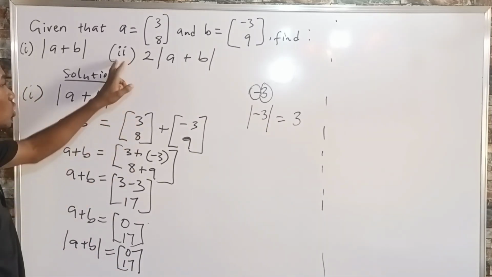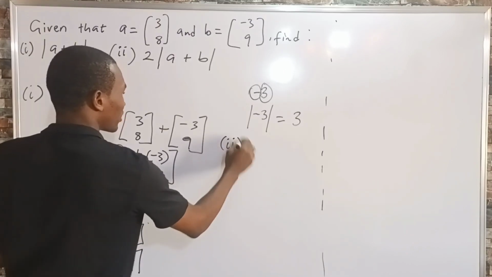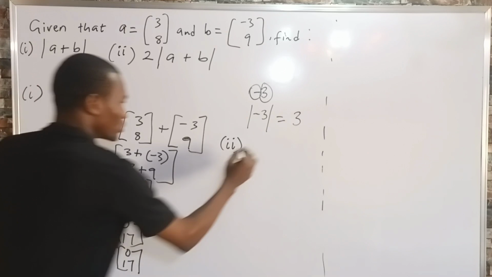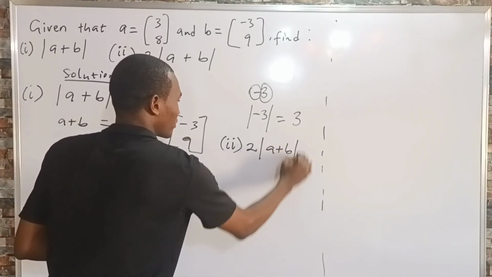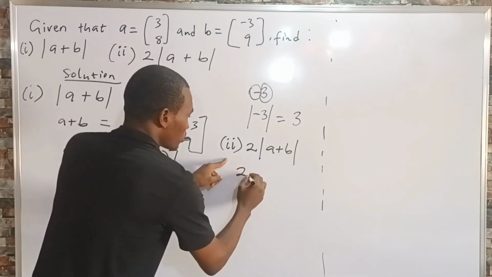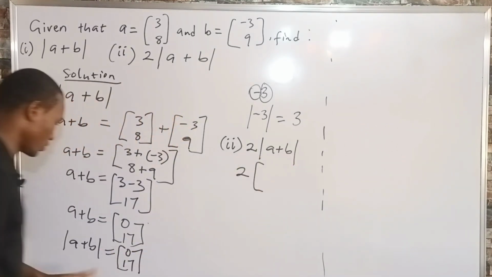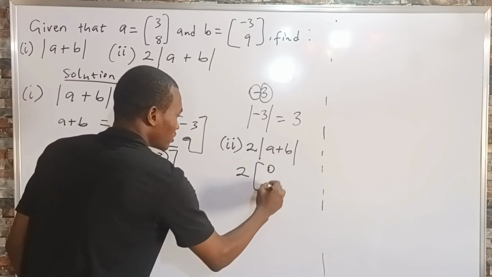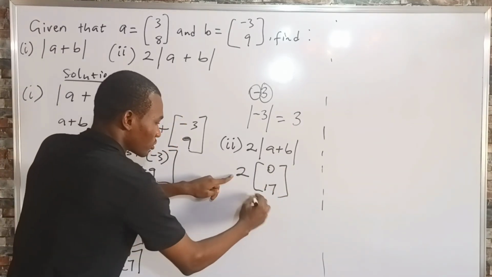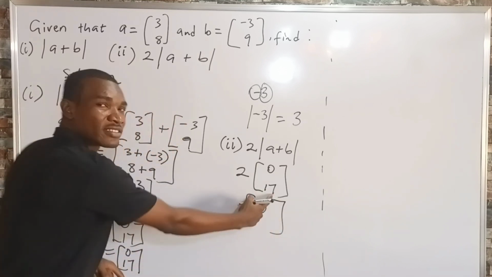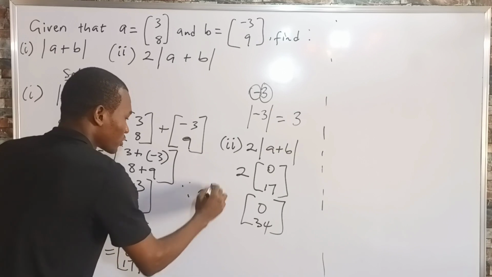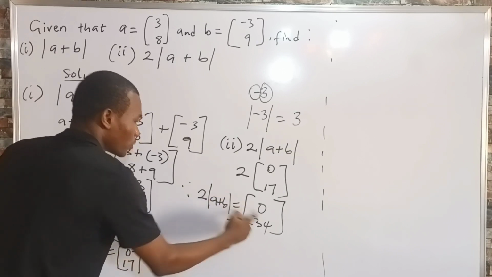Then coming to question number II, we are asked to find 2 multiplied by the absolute value of A plus B, which is very simple. We've already found the absolute value of A plus B to be 0 and 17. We then have here 2 in brackets. What is the absolute value of A plus B? It means 0 and 17. So we now have 0 and 17 here, such that 2 multiplied by 0 is still 0, then 2 multiplied by 17 will give us 34. Therefore, 2 multiplied by the absolute value of A plus B will give us 0 and 34.